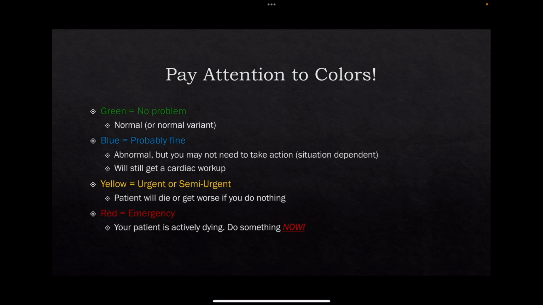If it's yellow, it's urgent or semi-urgent. Patient will die or get worse if you don't do anything. And the red ones are the emergency ones. You have to do something now for these patients.